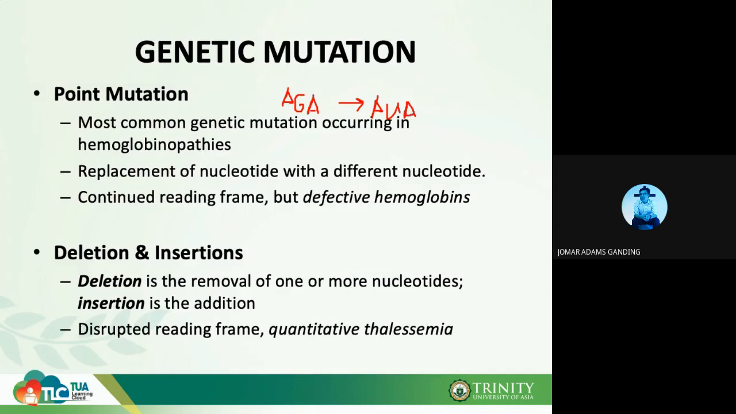Mag-mutate siya to AUA, AUA mo. Take for example, ganyan. So, mapapalitan yung G ng U. So, in that case, we will now have your point mutation. But the thing about point mutation is that continue pa rin yung reading frame.